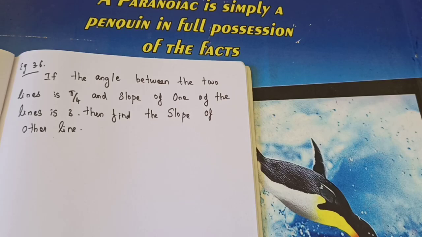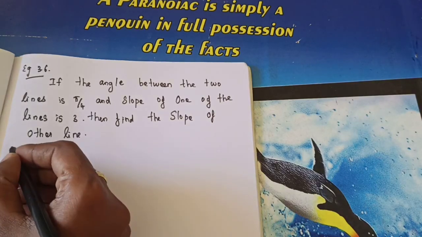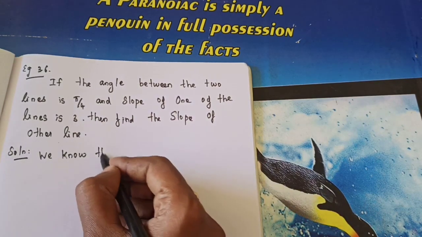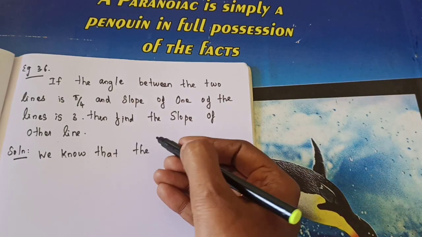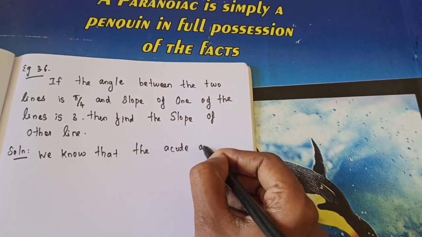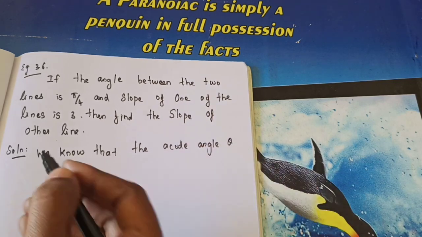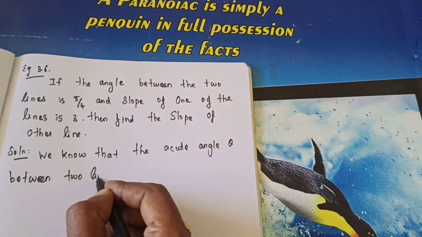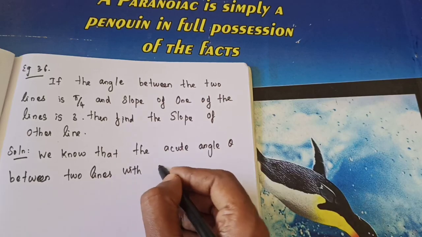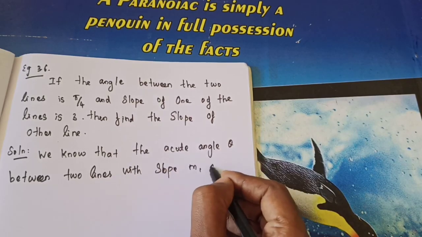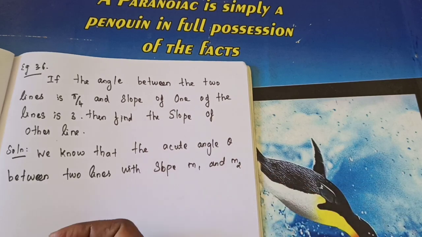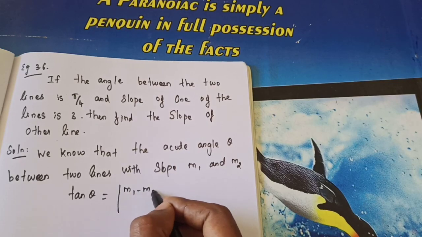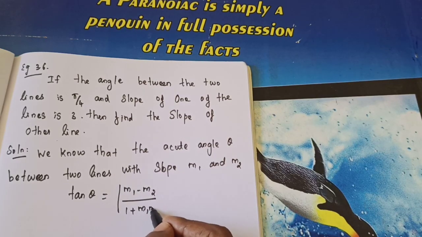So if you apply this formula, you will get the m2 value. Understand? So we know that the acute angle theta between two lines with slopes m1 and m2, okay, m1 and m2 are the slopes, tan theta is equal to modulus of (m1 minus m2) divided by (1 plus m1 into m2).